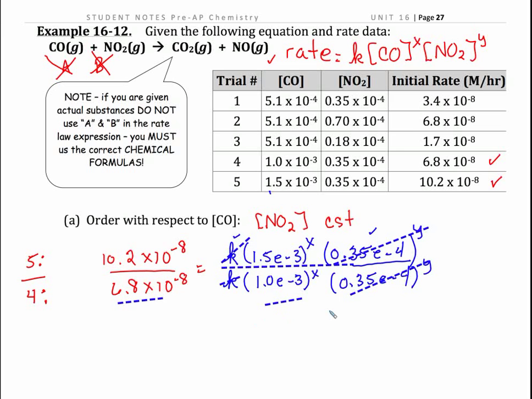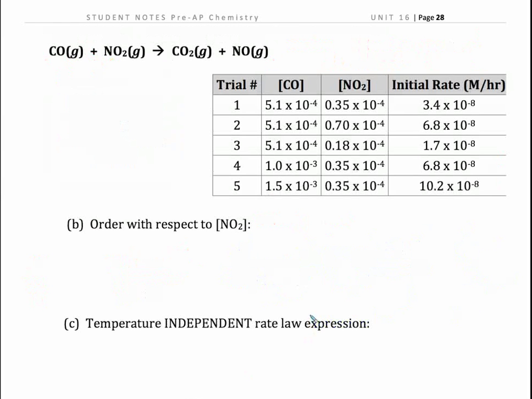So if we solve for this, we get 1.5 is equal to 1.5 to the x. Hopefully it's self-evident that x is equal to 1. Therefore, we say it is first order with respect to the concentration of carbon monoxide. Okay, let's try the next one. What is the order with respect to NO2?